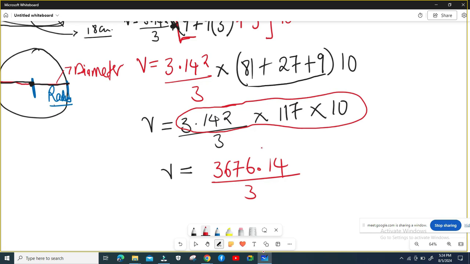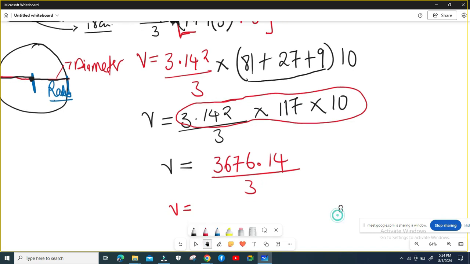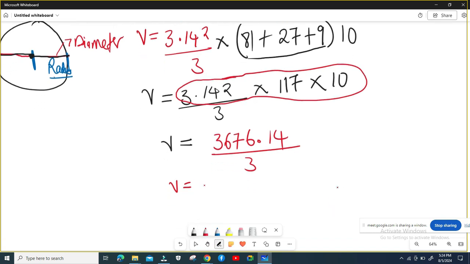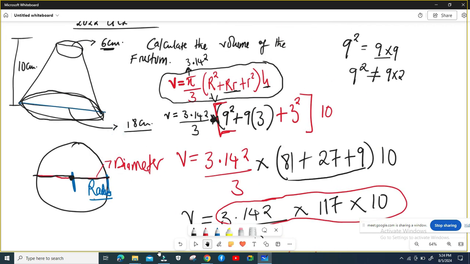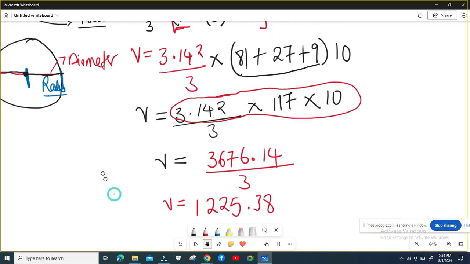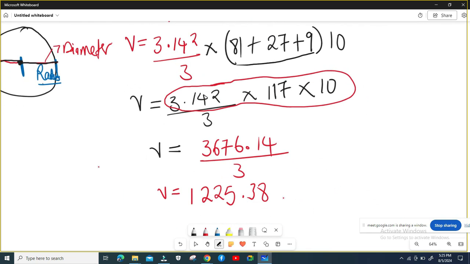If there's no question, let's go ahead and divide. When we divide, what is our answer? 1225.38. Okay. What are the units? What are the units? Centimeter. Centimeter what?